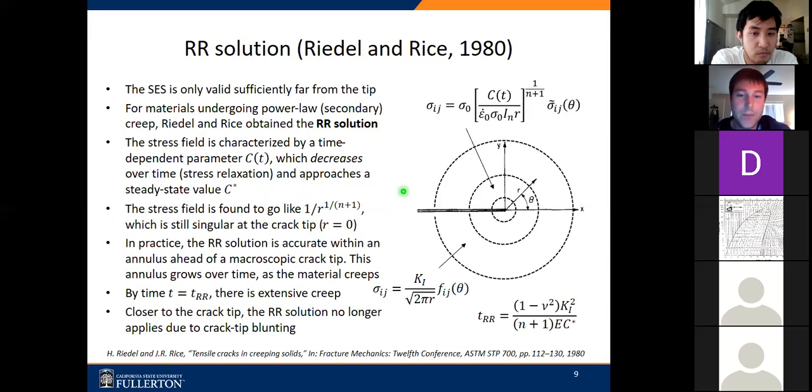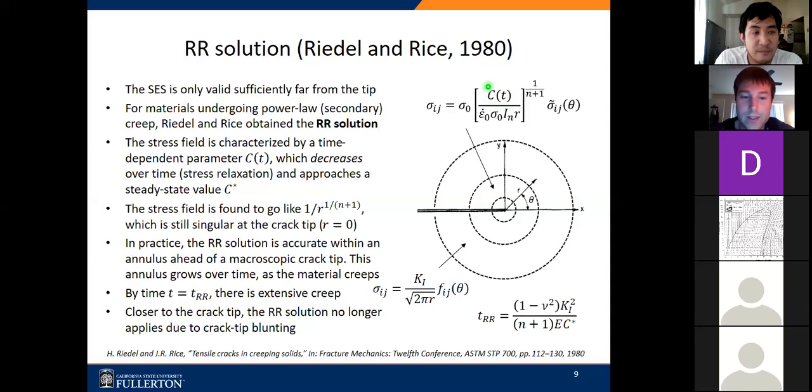If you've got a material that is creeping, and specifically with secondary creep, so no primary creep, no tertiary creep, just secondary creep, Riedel and Rice obtained another solution. It's called the RR solution after them. This is valid within an annulus ahead of the crack tip, but it's closer than the singular elastic solution is. The RR solution is characterized by a time-dependent parameter C(t). As time goes on, the stress in front of the crack relaxes, so it decreases. And as time goes to infinity, this parameter approaches steady state, which we call C star.